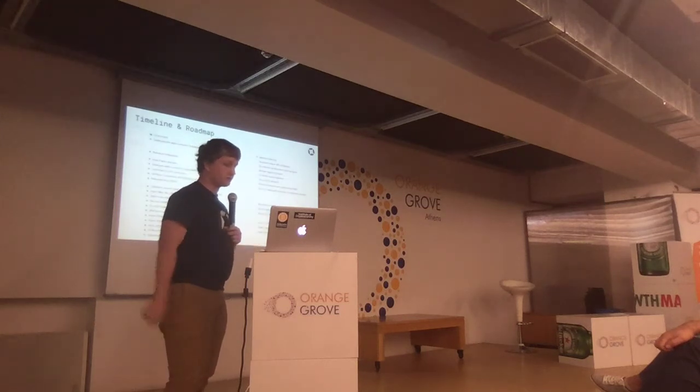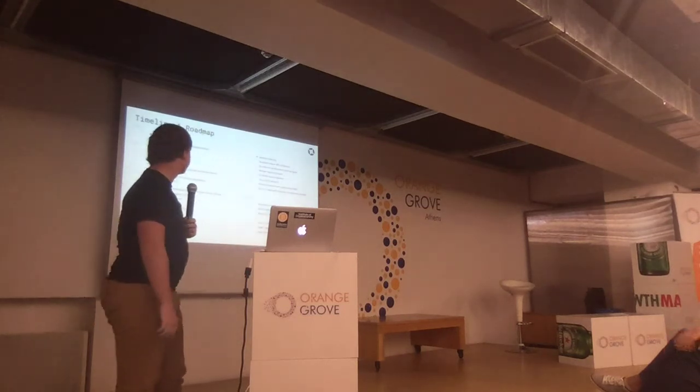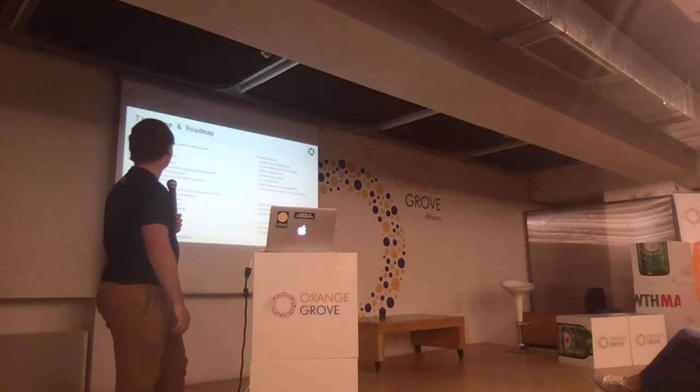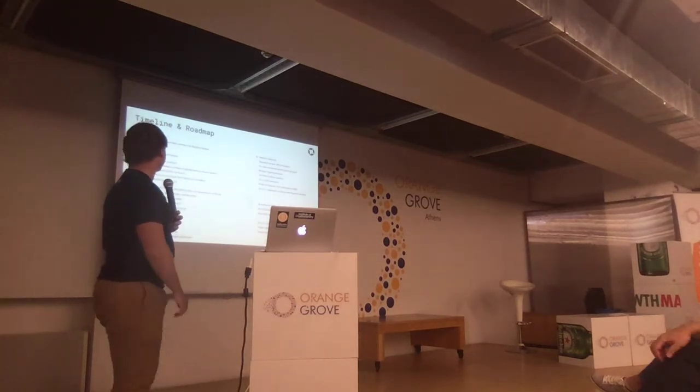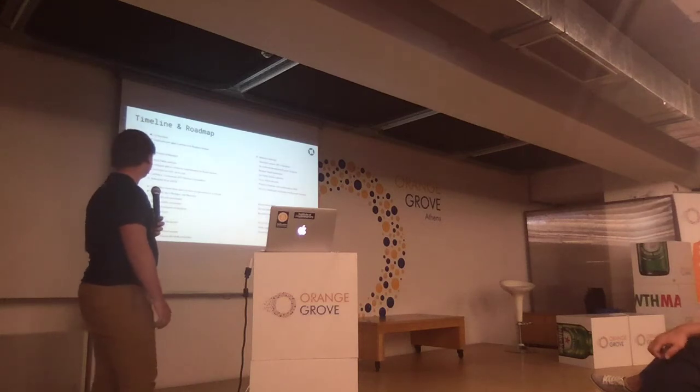Timeline and roadmap. So the project started around a year ago. They first started with a white paper, then deployed it on Ropsten, and then wrote the ICO.